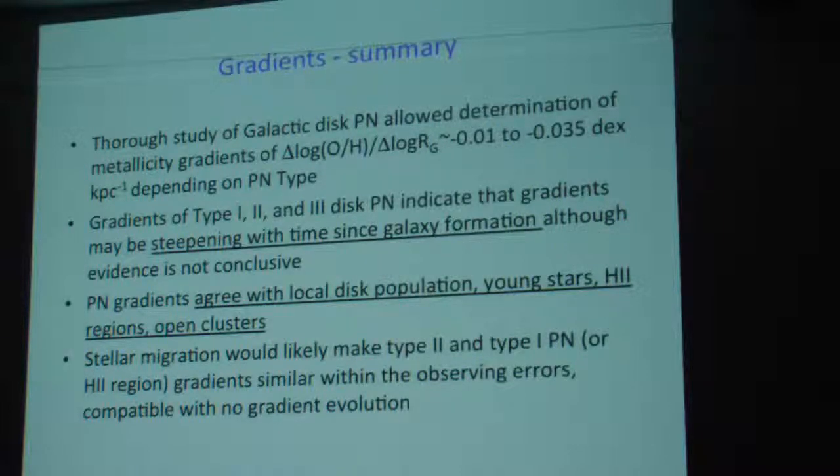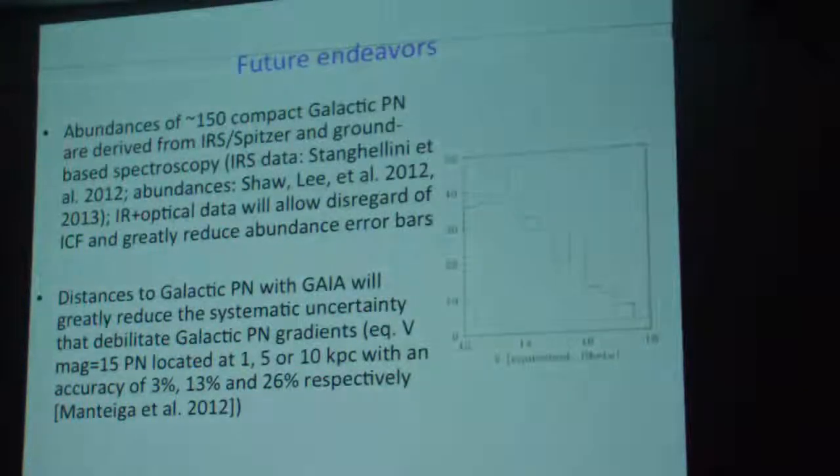I don't have time to show it, but this result also agrees with the local population: young stars, HII regions, and open clusters today. Stellar migration might change that picture, and I just showed you a toy extreme case. In the future, of course, we have only 120 Type 2 planetary nebulae for which this kind of exercise can be done, because we have to exclude all the bipolar ones. But there is a new database. It's not that new, but we haven't completed it yet. We have Spitzer spectra for 150 compact planetary nebulae in the galaxy.